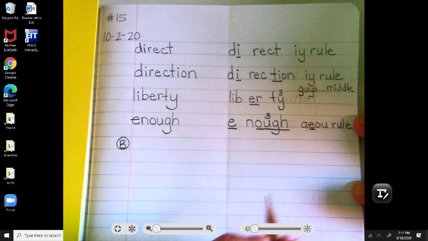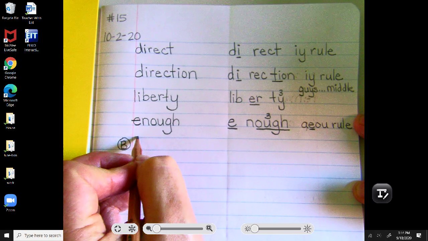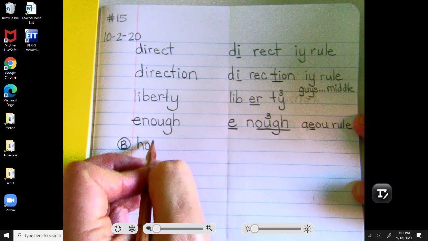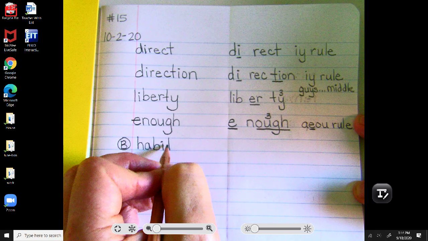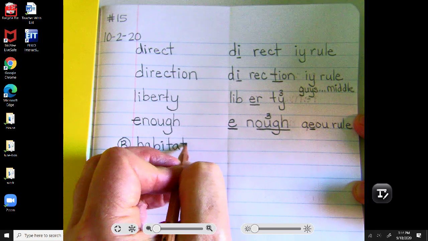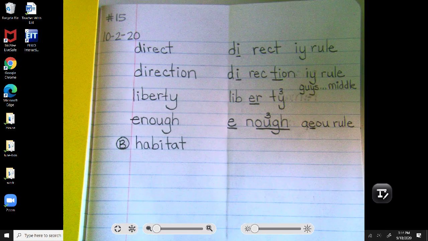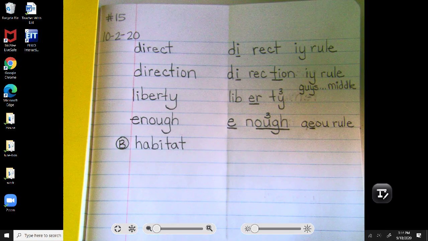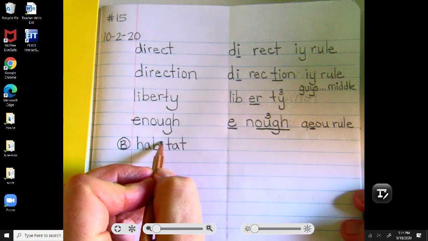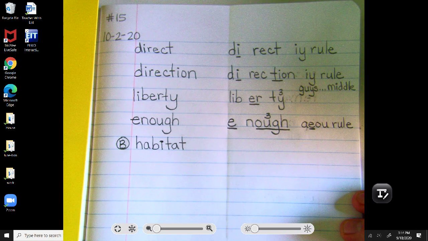Our bonus word today, habitat. An animal's habitat is the particular area that satisfies that animal's needs. So it's the area that satisfies a particular animal's needs, right? Think about your habitat. Where are you that meets your needs, that satisfies your needs? That's your habitat. Your home is part of your habitat.